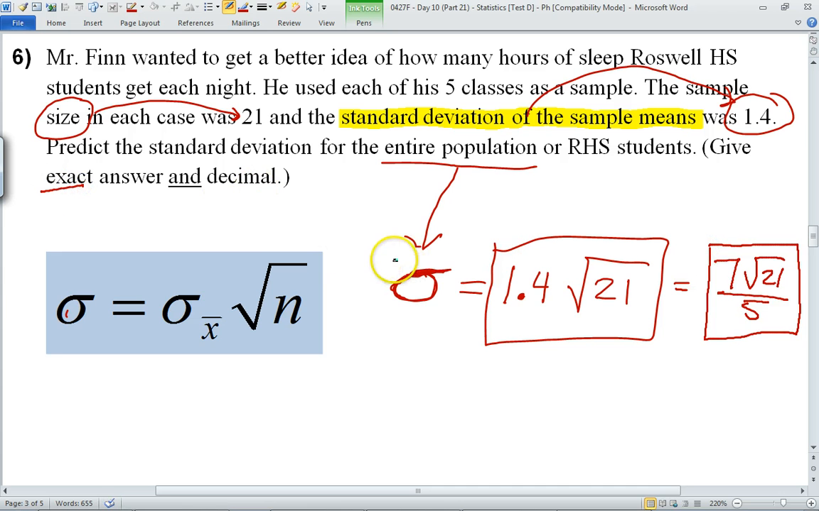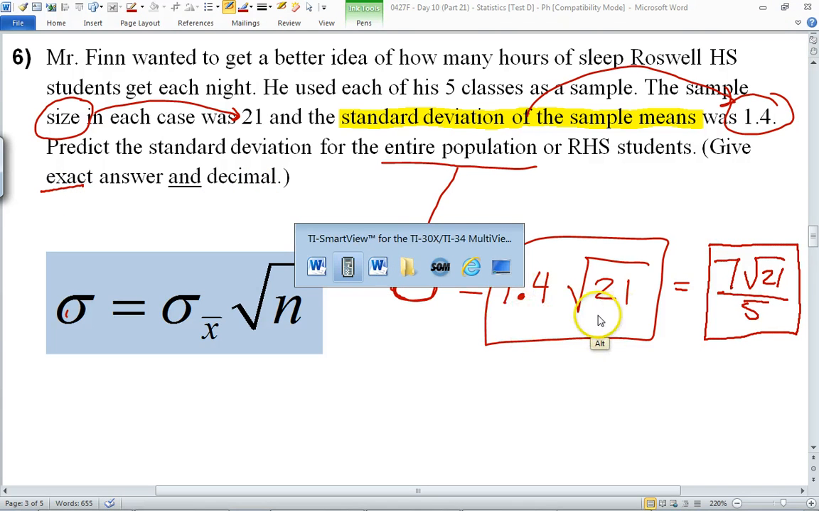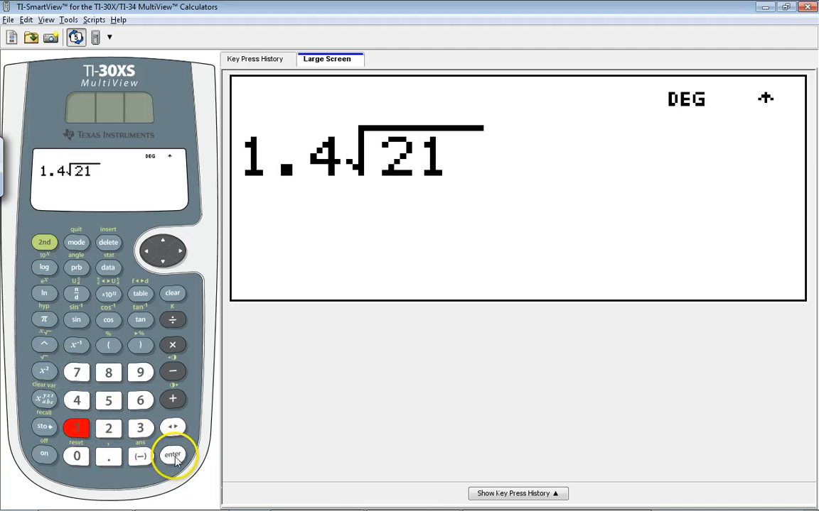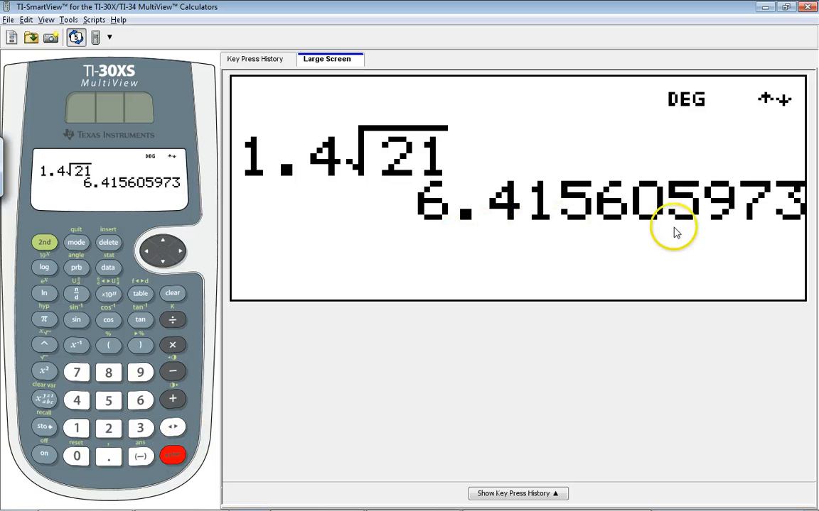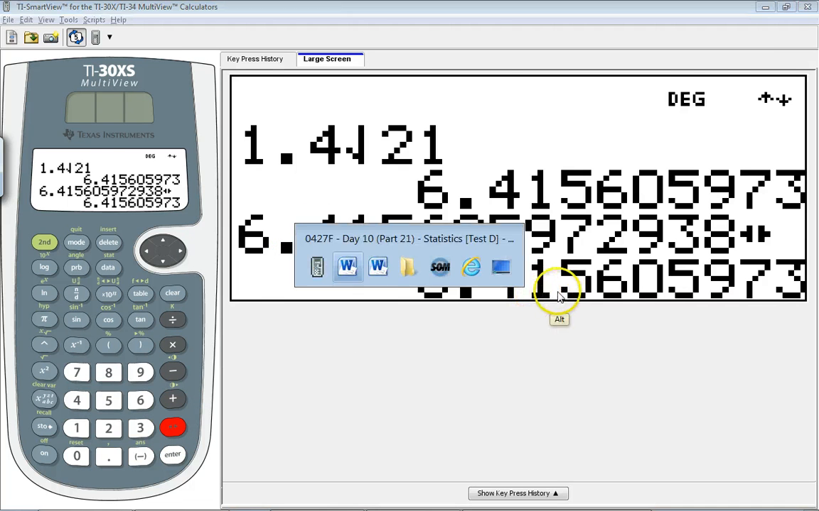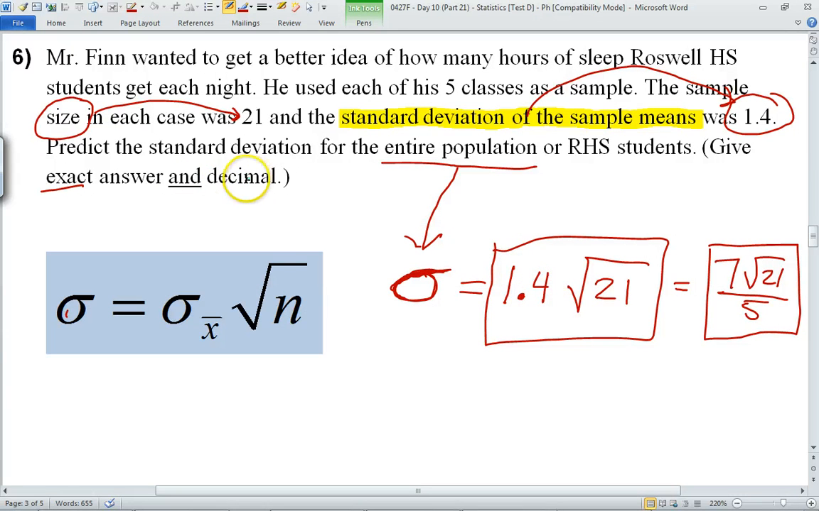Exact. Now how about that decimal? 1.4 radical 21. Okay, 1.4 square root of 21. Okay, I get this, 6.41. I'm curious. No, that toggle wouldn't have worked. So 6.42. It just says decimal. It doesn't say how many. So I'll just say 6.42.